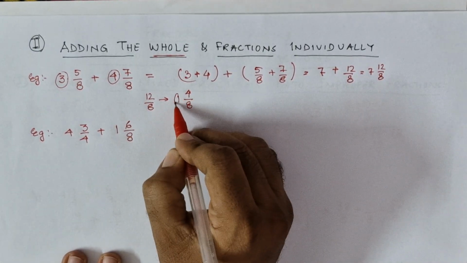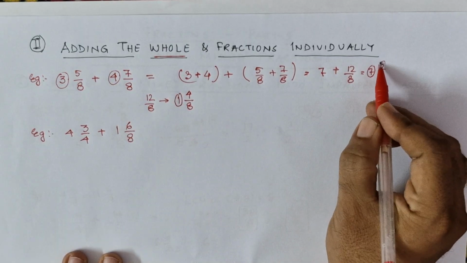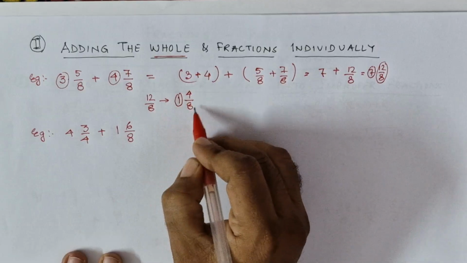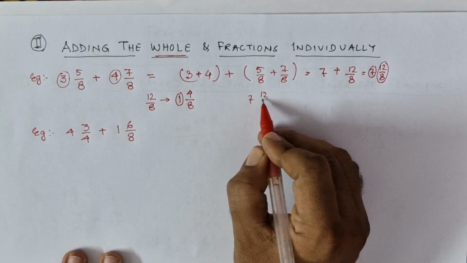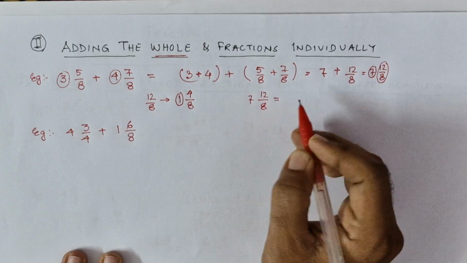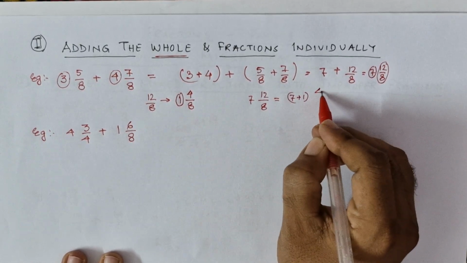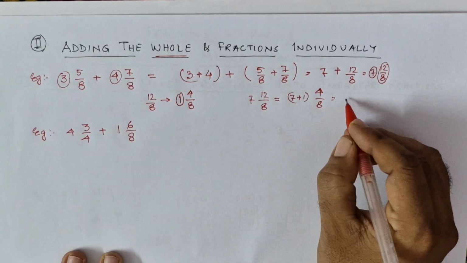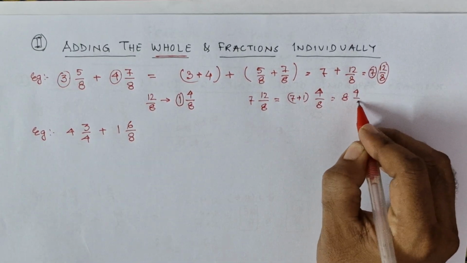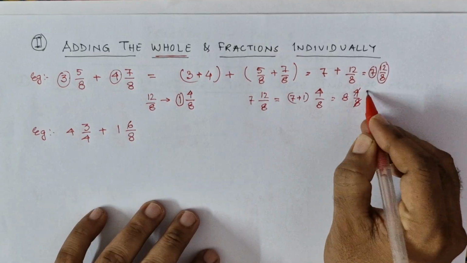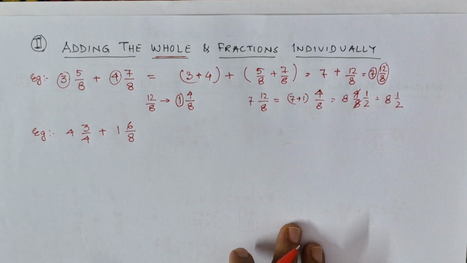So 1 is another whole, so I need to add it here, because this means this 1 4 by 8. So 7 12 by 8 changes into 7 plus 1, and 4 by 8 remains. So it becomes 8 4 by 8. Got it? Now you can simplify this. So the result is 8.5. Got it?